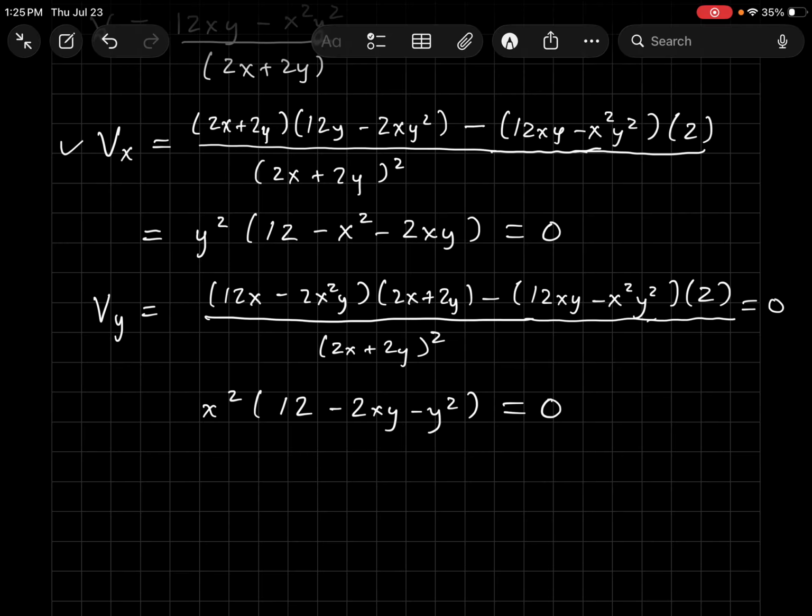So these two must simultaneously be 0, which means these two must be equal to each other because they're both 0.